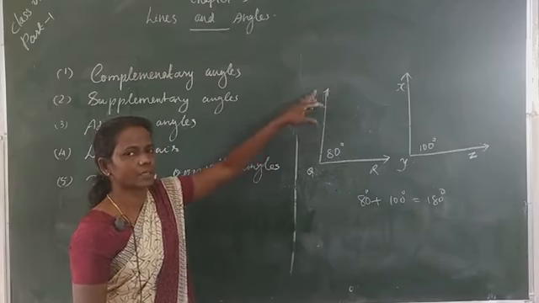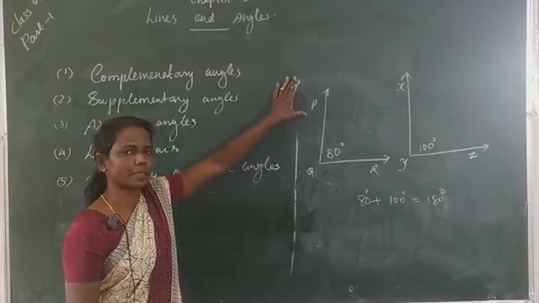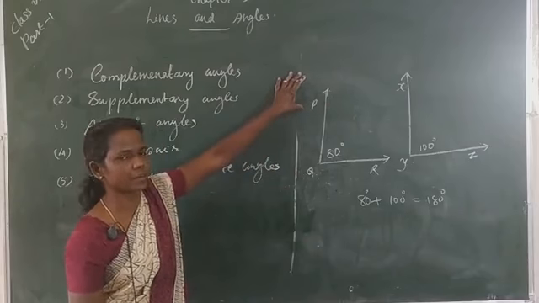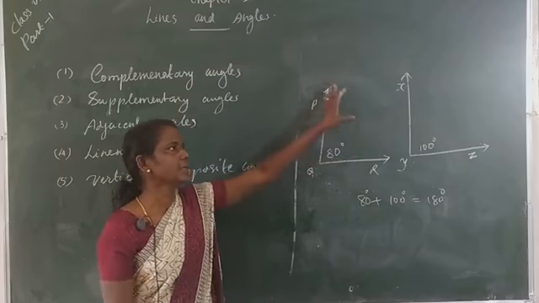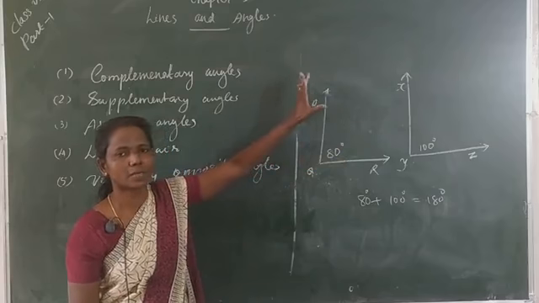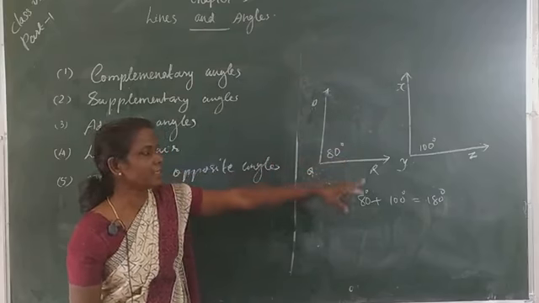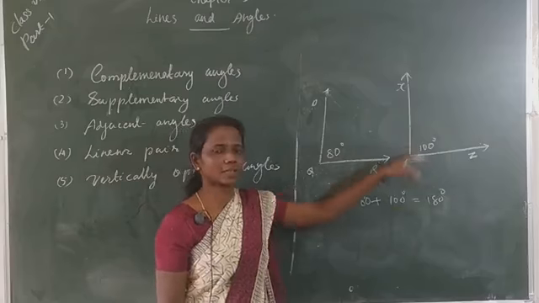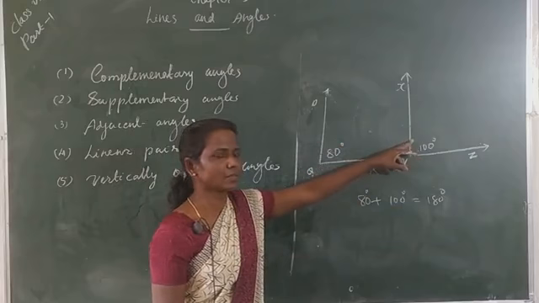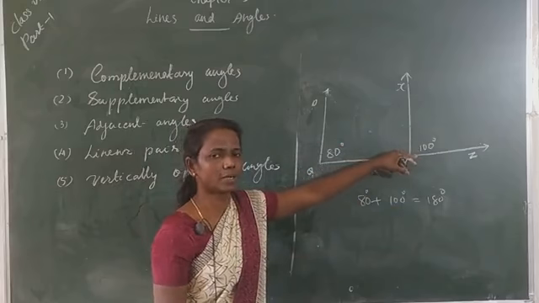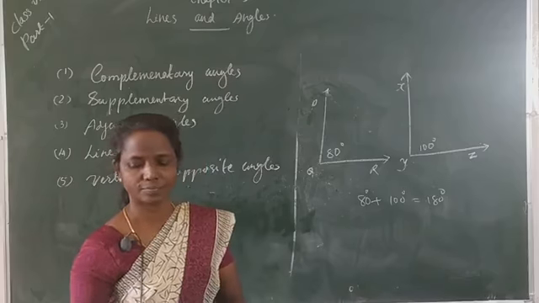Now you understand complementary angles and supplementary angles. Complementary angles means the sum of two angles is 90 degrees, and supplementary angles means the sum of two angles is 180 degrees. Each angle is said to be complementary or supplementary to the other angle.